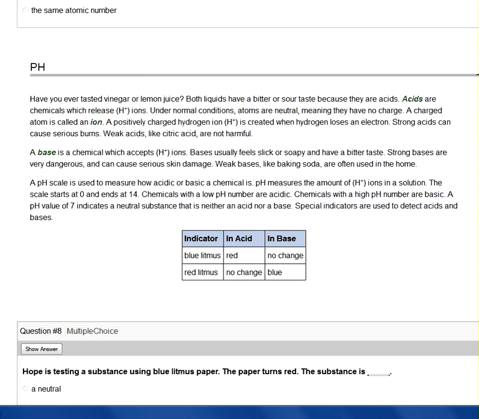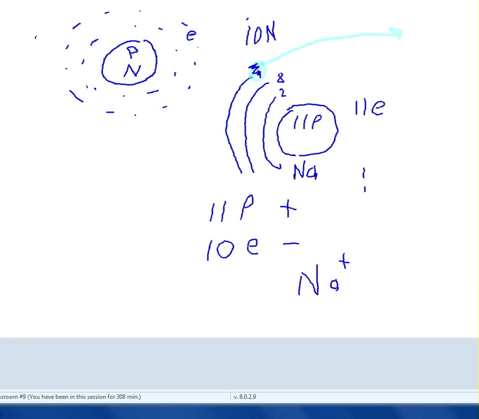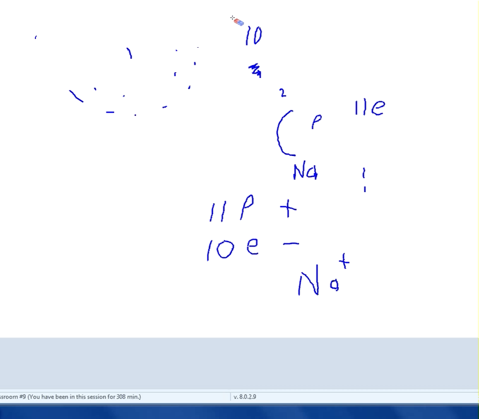pH here now. pH means how acidic or how basic something is. Let's get rid of this. You've probably heard of the pH table. You maybe have heard of litmus paper. It's paper that you can put into a liquid to determine how acidic or how basic it is.